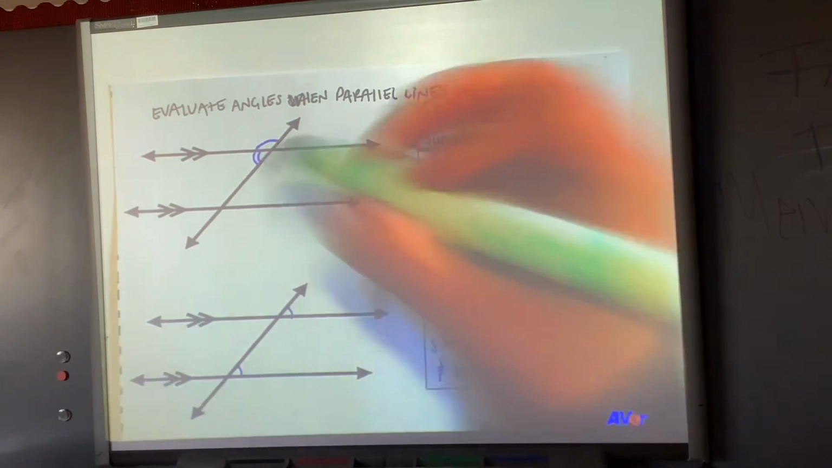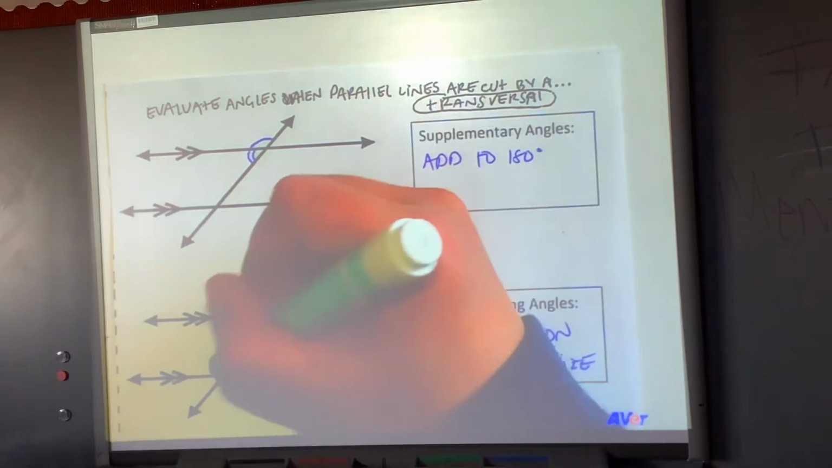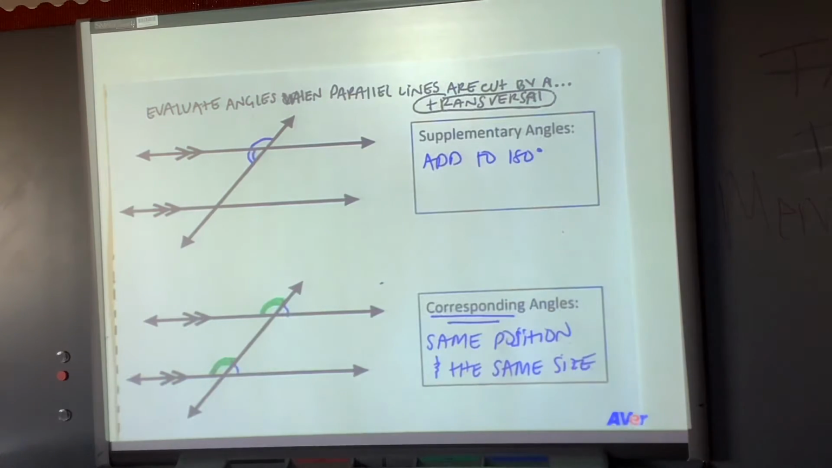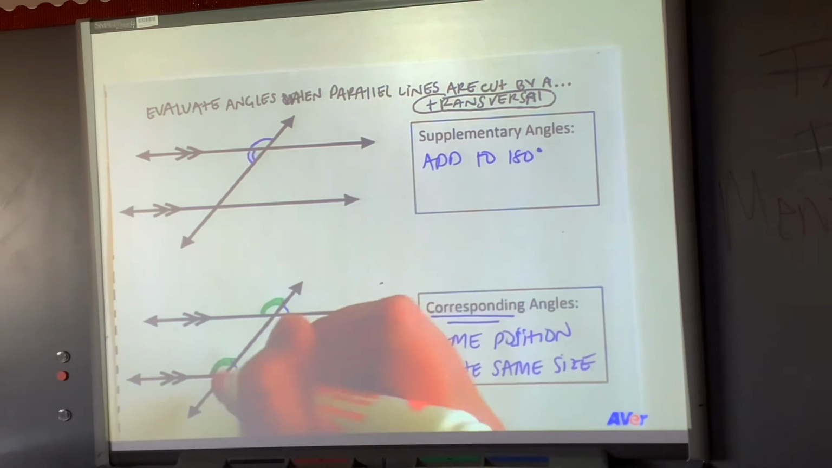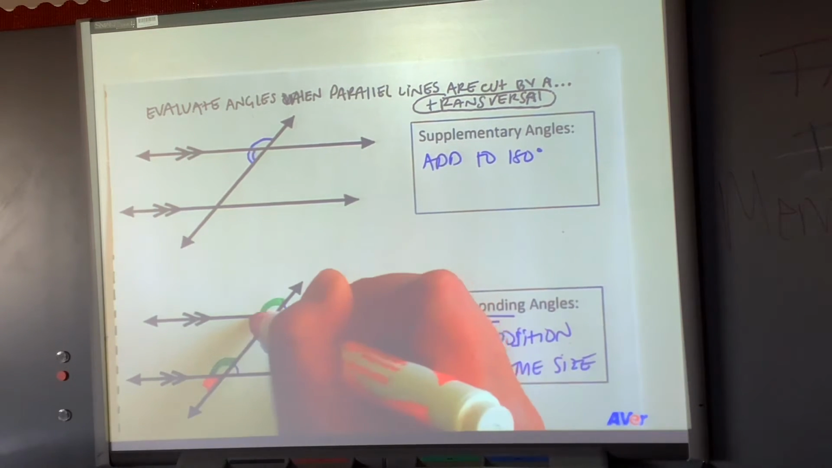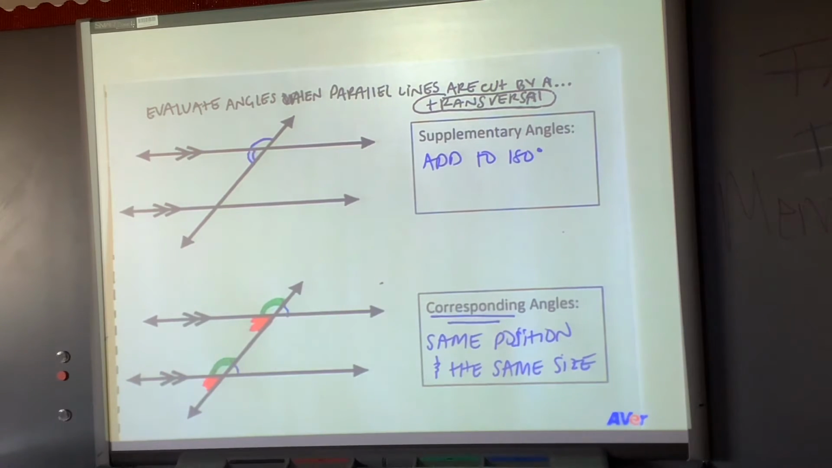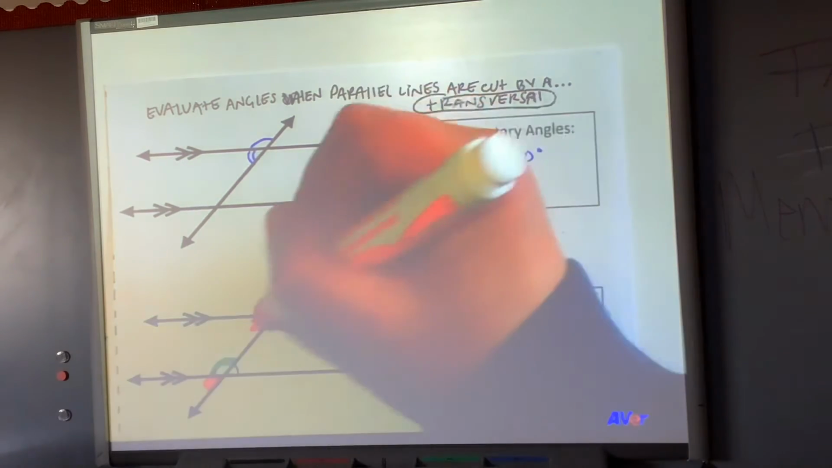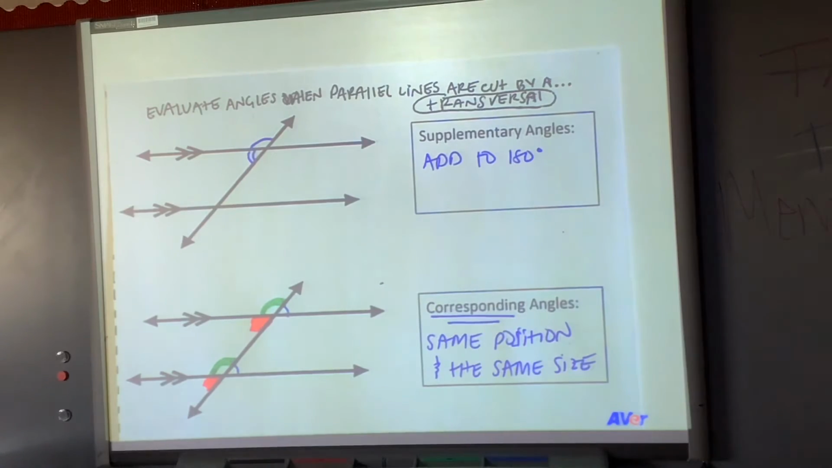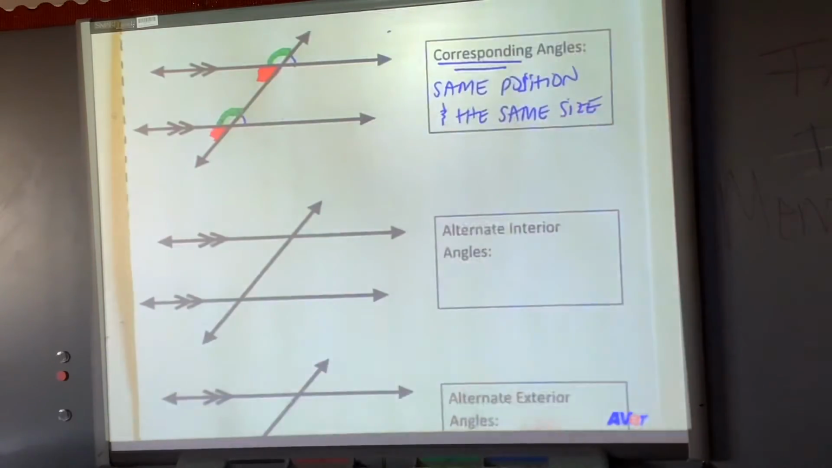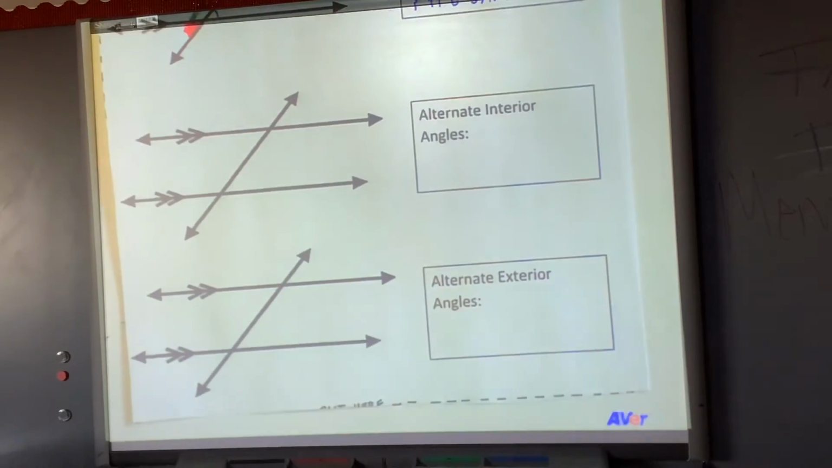Here's another example of a corresponding angle right here. They're in the same position and on the same side, and they're also the same size. And if you really wanted to do another pair of corresponding angles, here's another one right here. You can always use highlighters or different colored crayons if you want, but if you don't have those, it is okay.